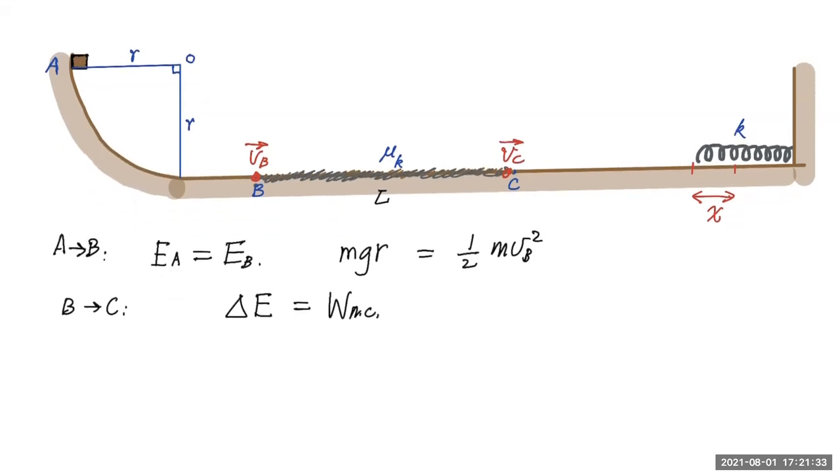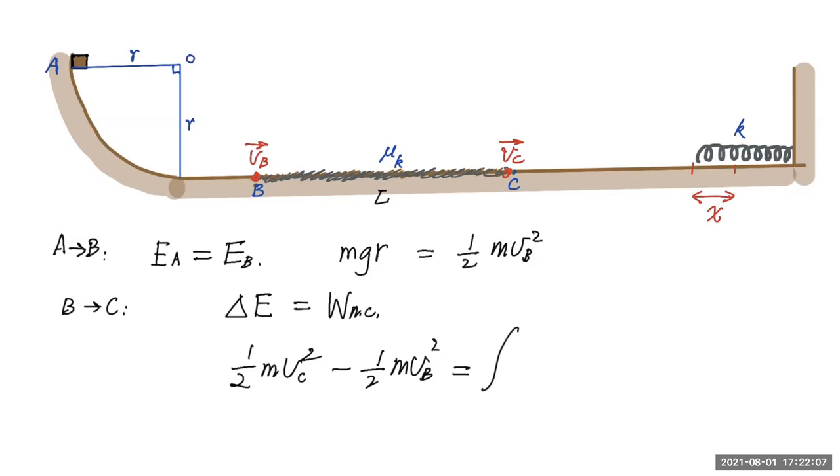Okay, delta E is EC minus EB, the change in mechanical energy. And you notice that since B and C are at the same horizontal level, there is no change in potential energy, the gravitational potential energy. So the only thing that changed is the kinetic energy. So we have 1/2 mvC squared minus 1/2 mvB squared equals what? Equals the work done by the non-conservative force, which is friction.